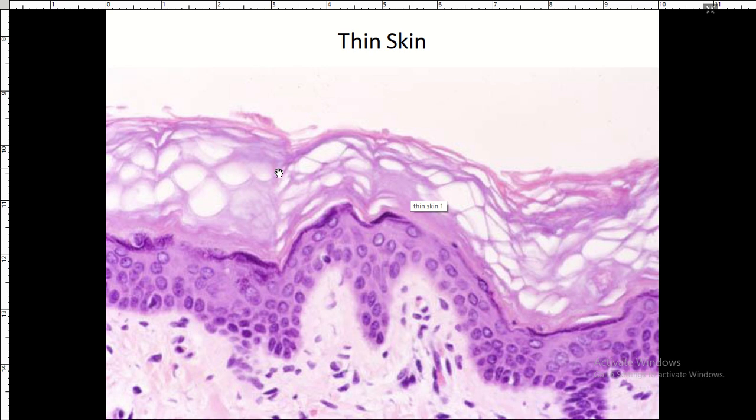This is another skin. You can actually see the stratum germinativum, spinosum, granulosum. There is no lucidum here. Stratum lucidum should be absent. It is thin skin, definitely.